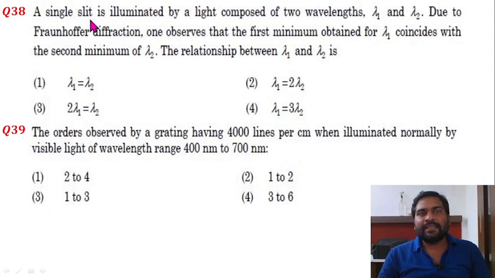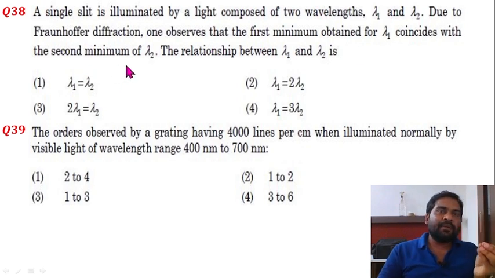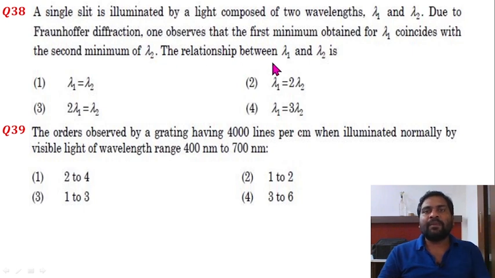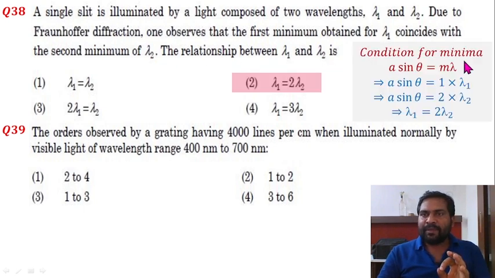Question 38. A single slit is illuminated by a light composed of two wavelengths lambda 1 and lambda 2. Due to Fraunhofer diffraction, one observes that the first minimum obtained for lambda 1 coincides with the second minimum of lambda 2. The relationship between lambda 1 and lambda 2? Condition for minima is a sin theta equal to m lambda. First minimum of lambda 1, so a sin theta is equal to 1 lambda 1. Second minimum of lambda 2, so a sin theta is equal to 2 lambda 2. After comparing these two equations, lambda 1 equals 2 times lambda 2. So option 2 is correct.